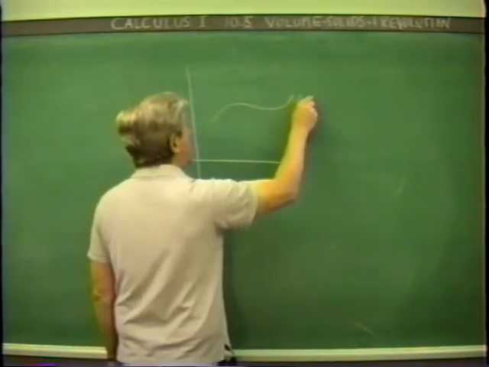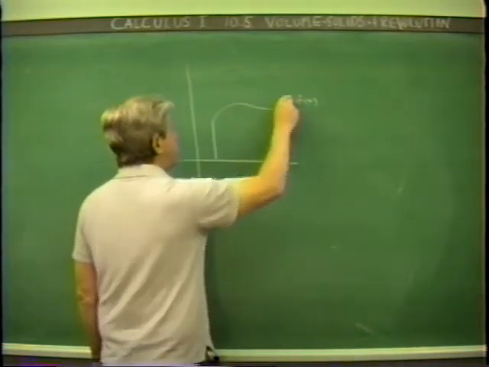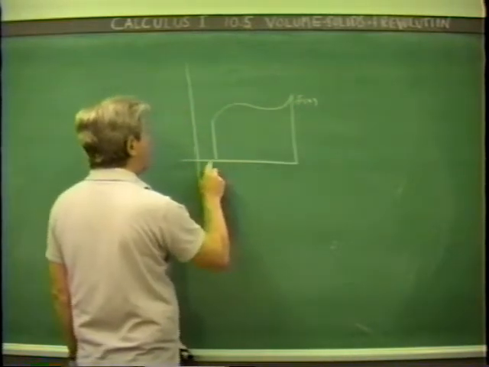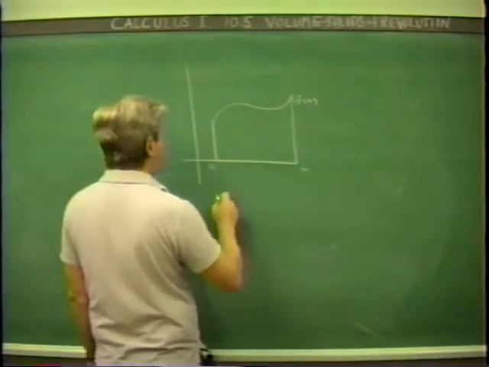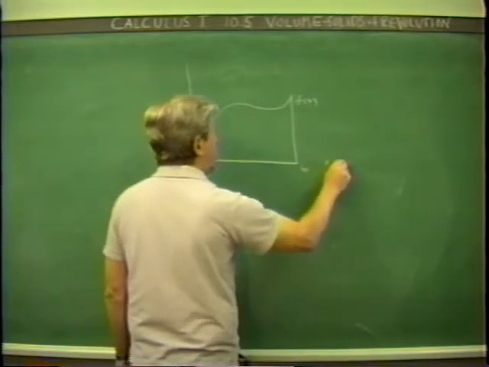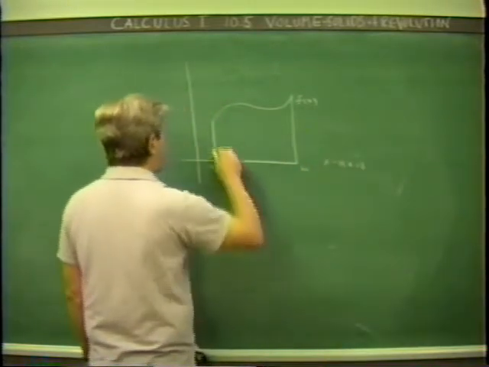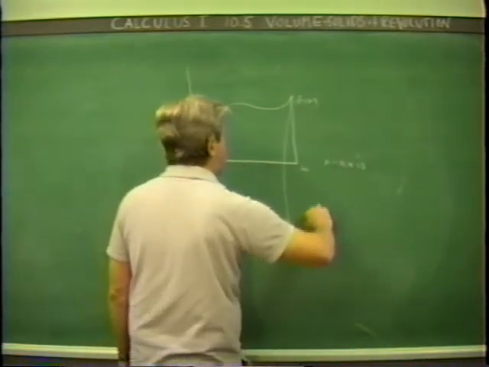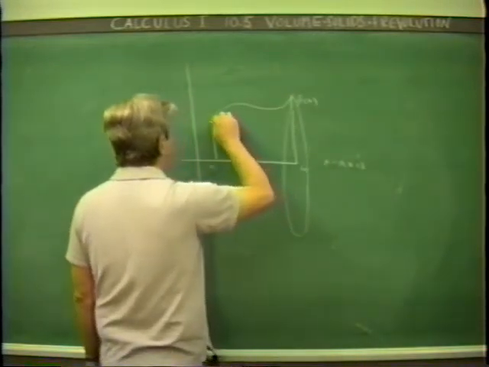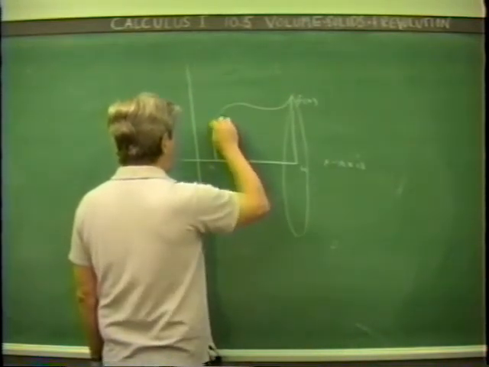You have a function f of x between a and b. And you wish to revolve it around the x-axis. The resulting solid is going to look something like this for this particular drawing here.